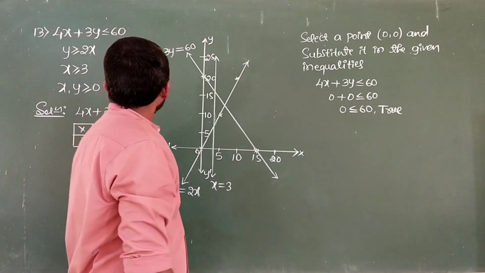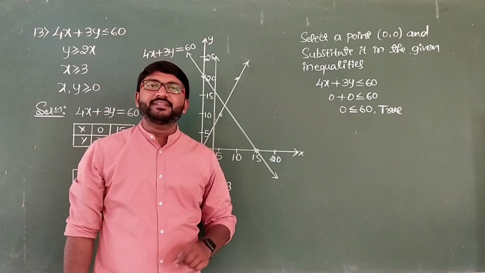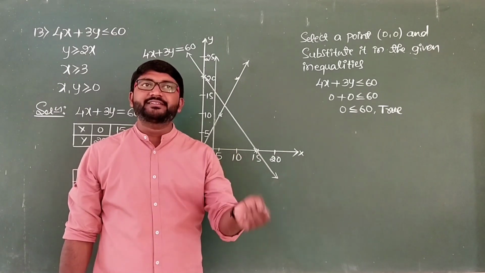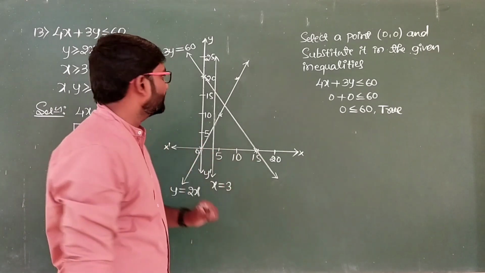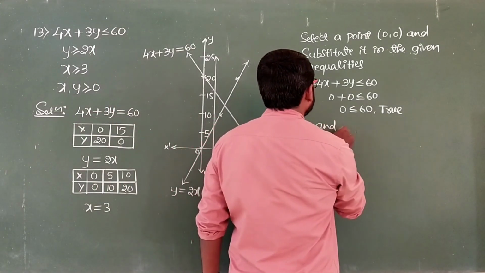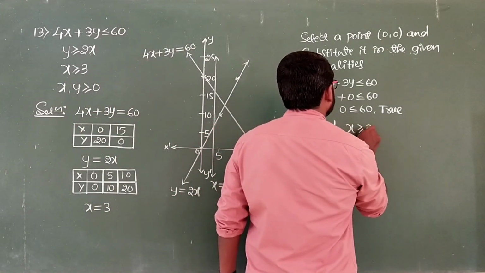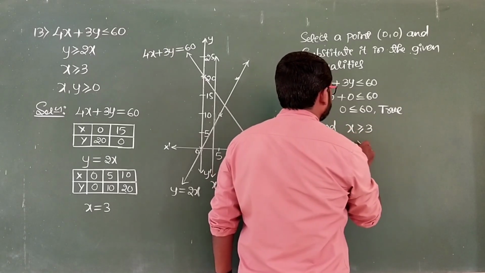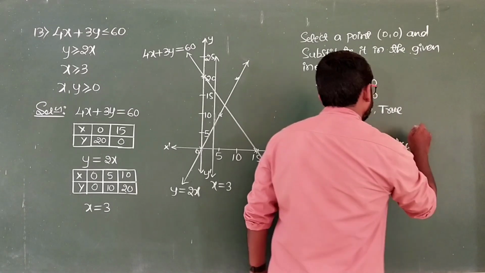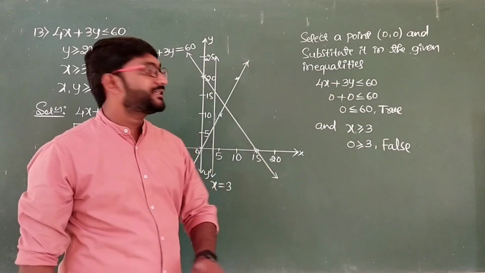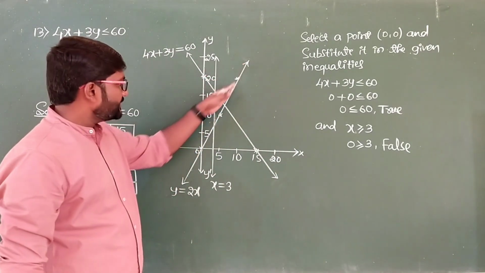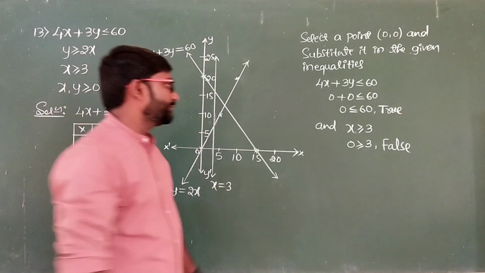Then the other inequality is y greater than or equal to 2x. It is a line which is passing through the origin. For that we have to take either a point on the x-axis or a point on the y-axis. That I will do it later. Now consider x greater than or equal to 3. X value is 0. 0 greater than or equal to 3, which is false. Now we have to select a point on the x-axis or on the y-axis to analyze the condition for the line which is passing through the origin.